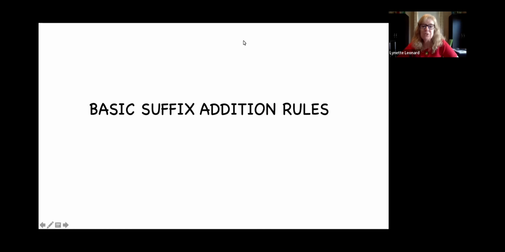It's important for students to have a good understanding of the basic suffix addition rules in order for them to be able to read and spell words accurately. So just what are the basic suffix addition rules that should be taught in the early grades?